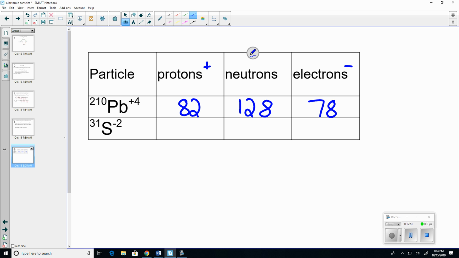Let's do one more together. 31 sulfur -2. Someone we haven't heard from. How many protons? Look at your periodic table. 16. Somebody else, we got to do a little subtraction. Let's solve for the number of neutrons. Ben? 15. And one more person. Electrons. Notice that's a -2 charge. 17. Protons plus the 2, not the neutrons.